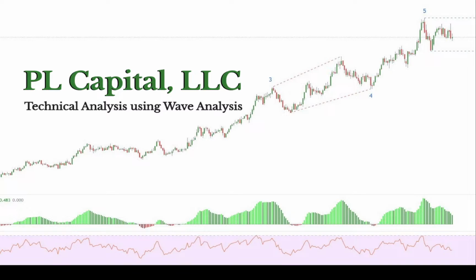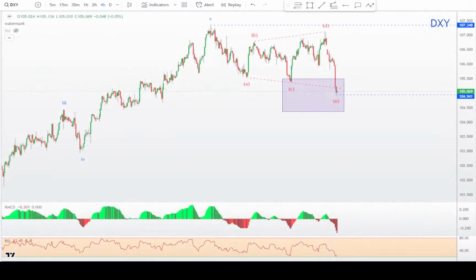So welcome to the PL Capital Forex report. We're going to look at the US dollar index, the euro, the pound, the CAD, the yen, and we're also going to look at the 2 and 10-year bonds. So let's get started here.